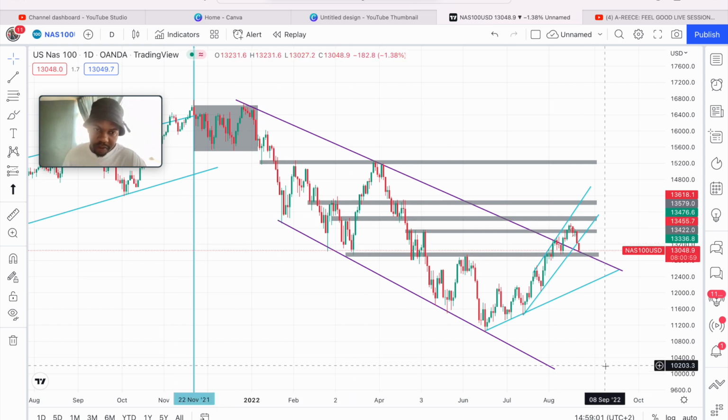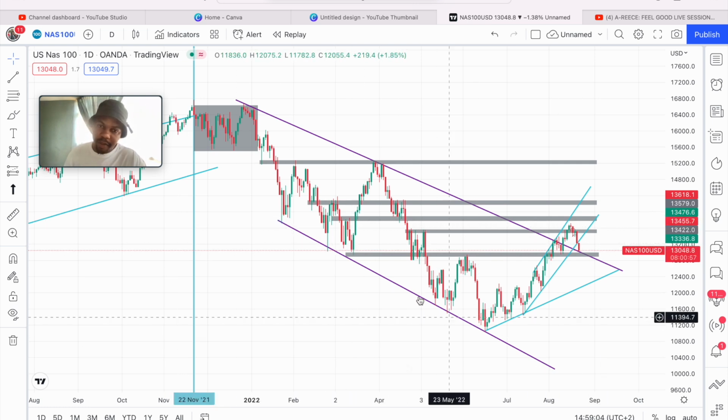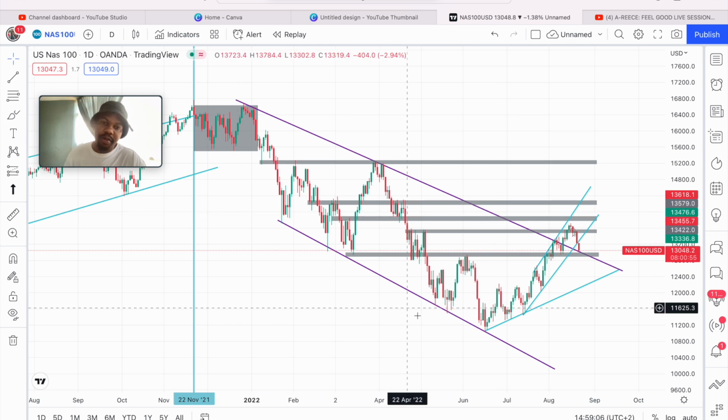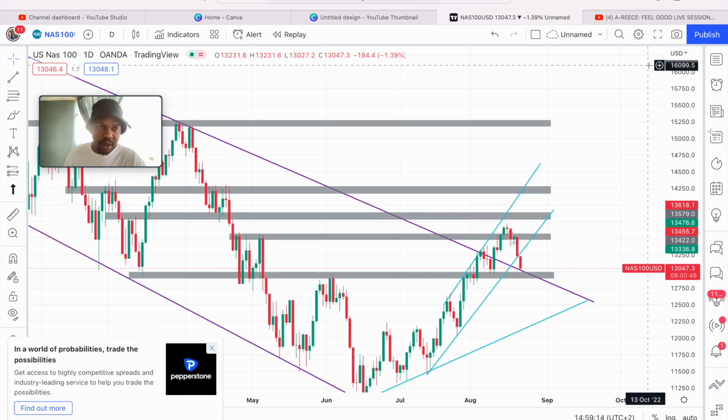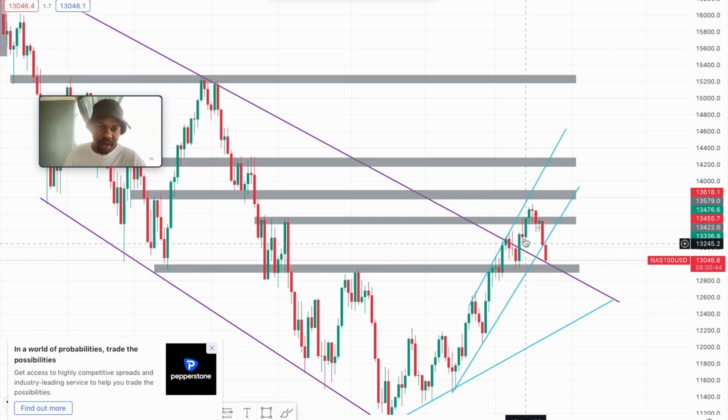At the bottom we have our lower trend line. This one shows where the market is going to bounce at the bottom, and the trend line at the top shows where the market is going to bounce at the top. If you zoom in, you can see the market did bounce off this trend line, but then after that it came to test this level that I marked here.